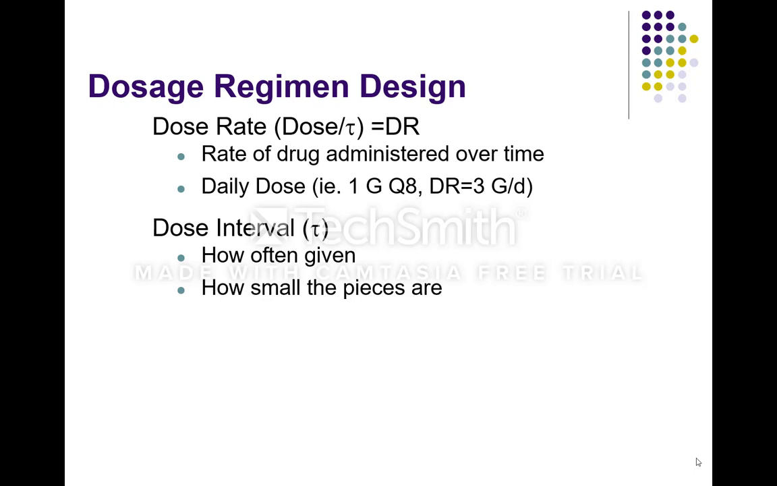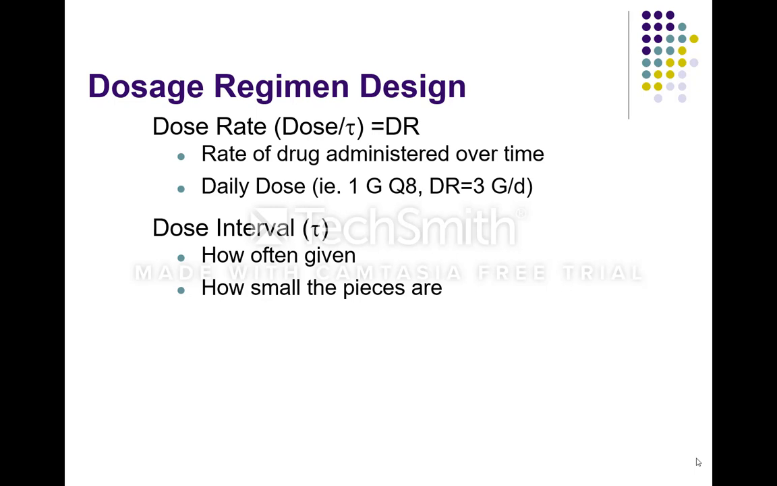2,000, right? So we're giving more drug if we're giving 500 Q6 than we are if we're giving 600 Q12. And then if you do it per day, you can easily compare, can't you? And you can see maybe why dose rate is more helpful than dose. Is just knowing the dose very helpful?